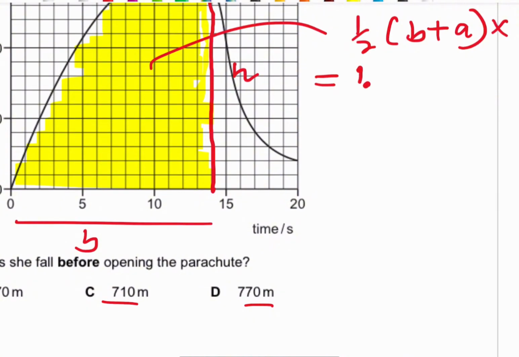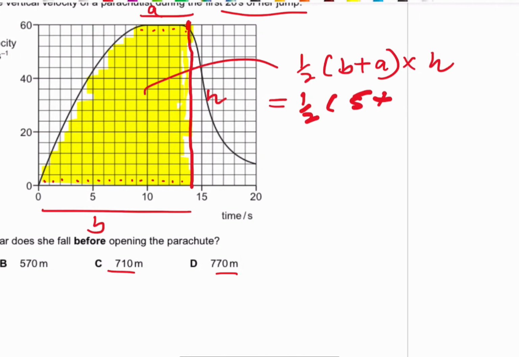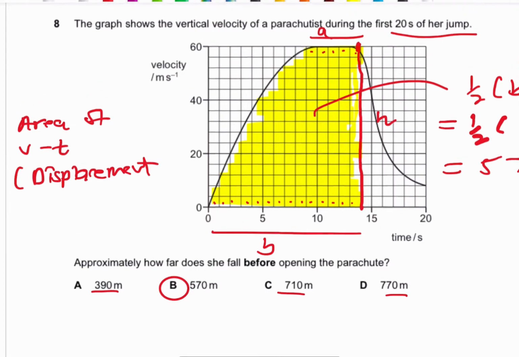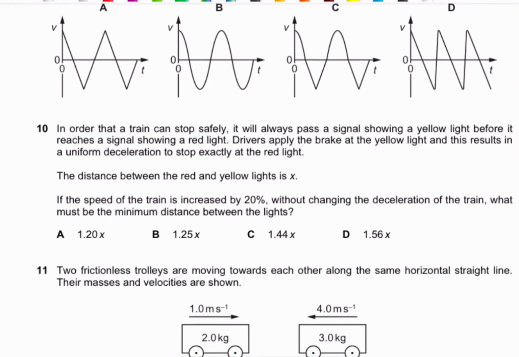Okay, so it's half of 5 plus this, which is 1, 2, 3, 4, 5, 6, 7, 8, 9, 10, 11, 12, 13, 14. So basically 14, and this height is 60. And that's going to give you an answer of 570 exactly, right? Which will be B. So you approximate the area underneath the graph, since the area underneath the graph is the displacement. Very important.